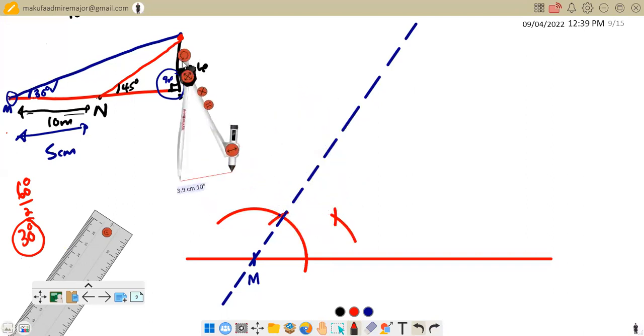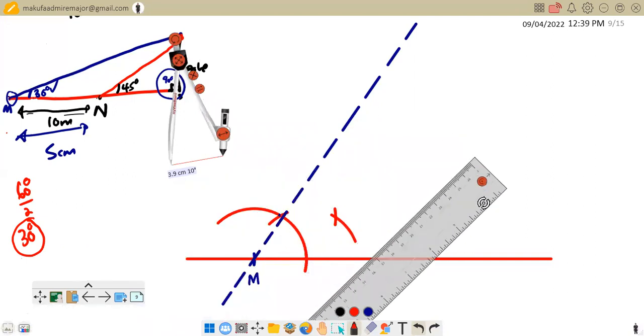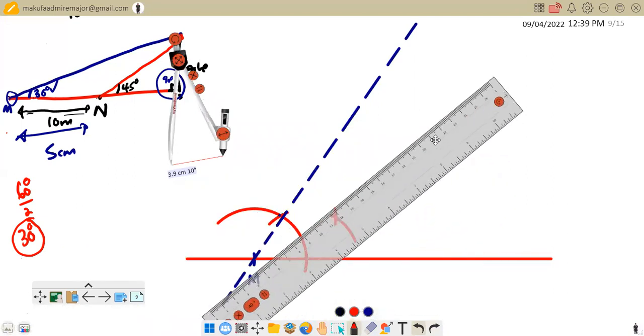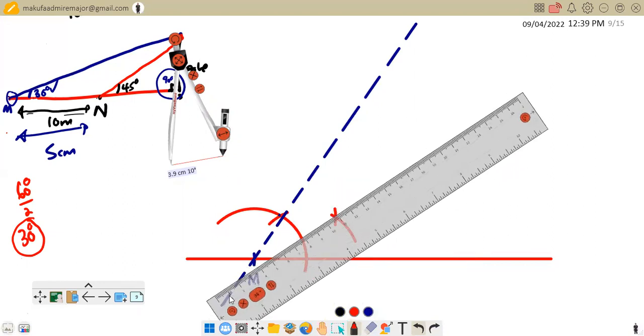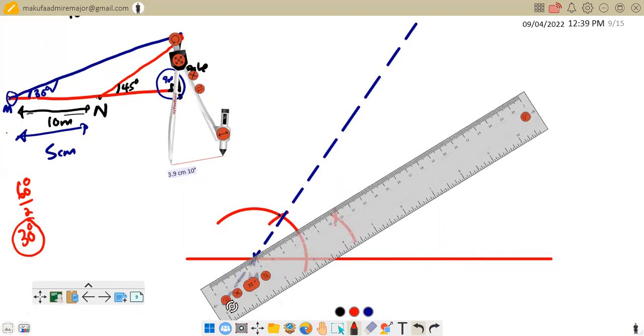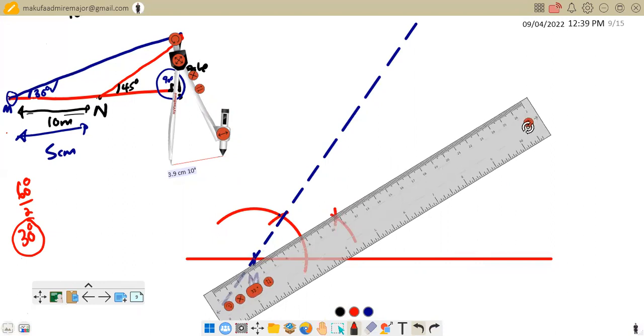Yes, they are intersecting. So where they are intersecting, that is where we need to join now to the what? To the point M, which is your reference point. Remember, M here is your reference point, so you have to join back to M. All right, so let's join here to M. All right, a little bit.